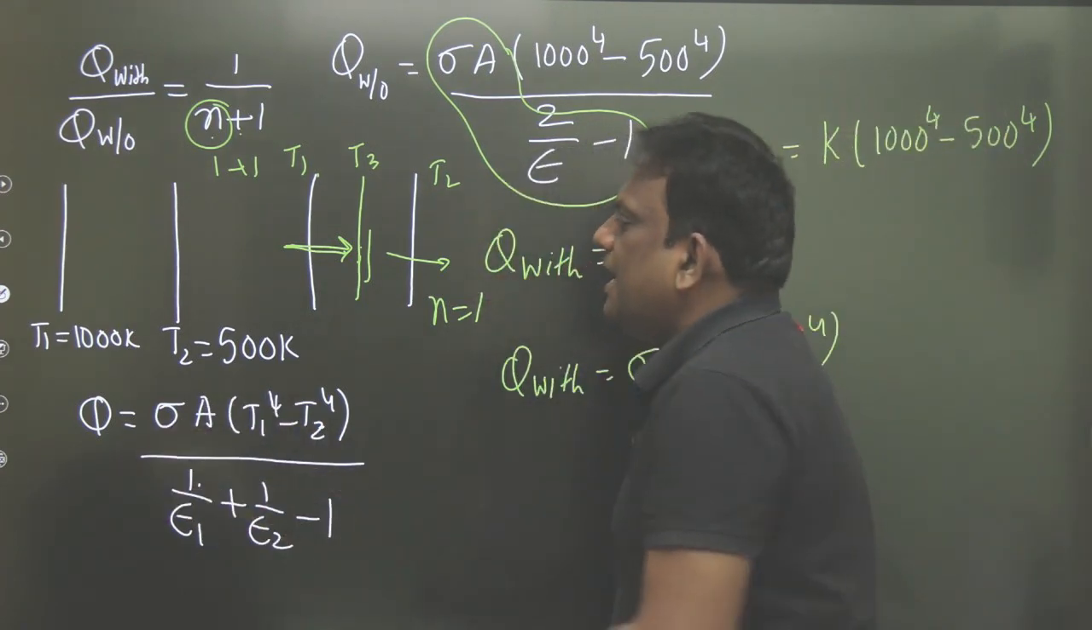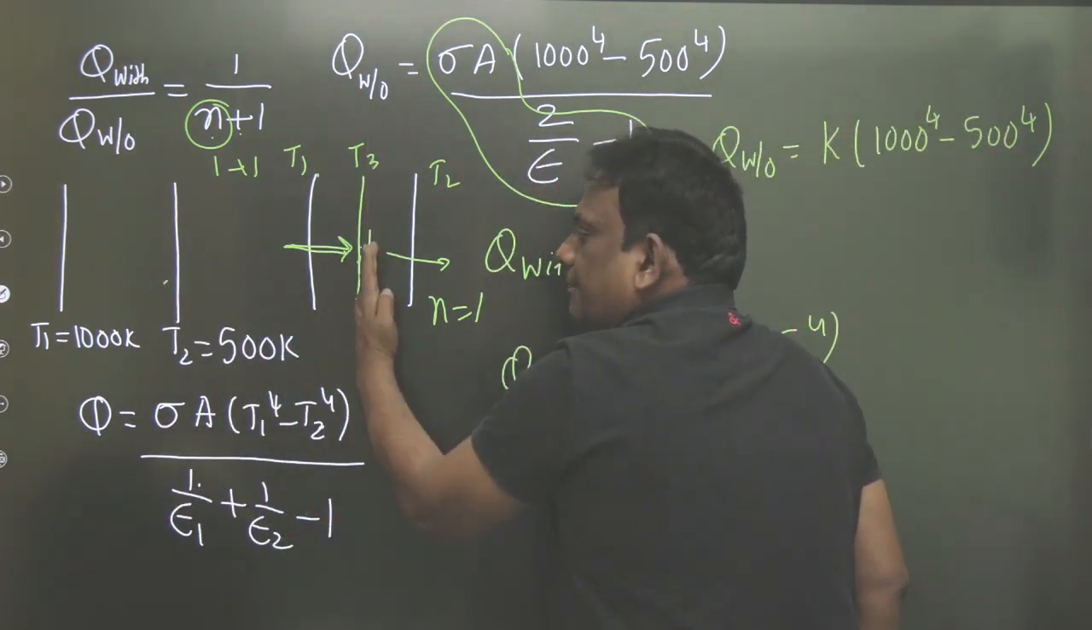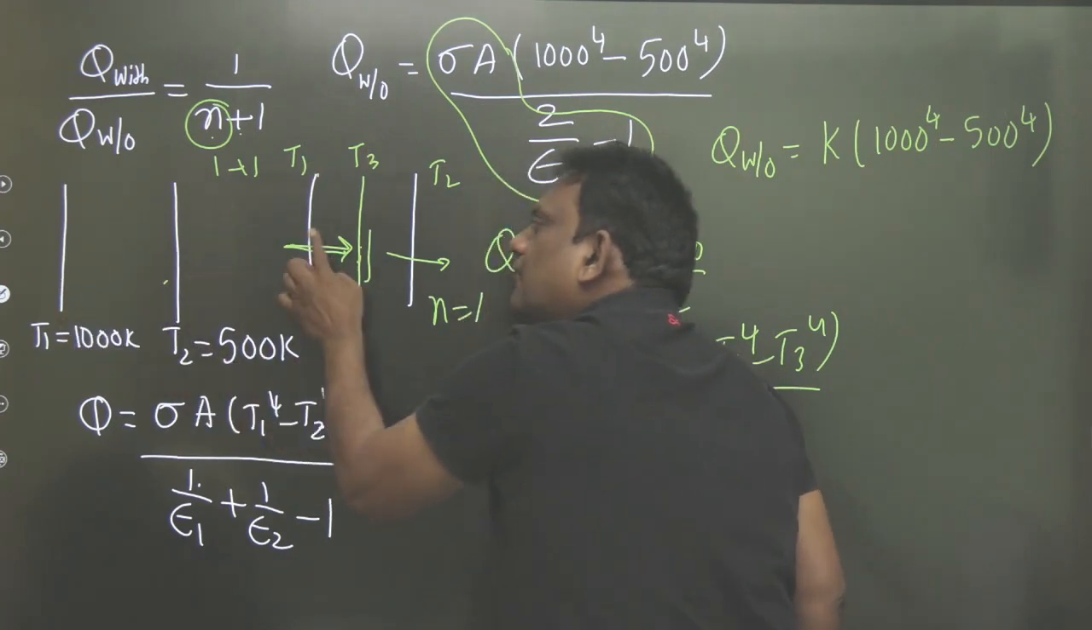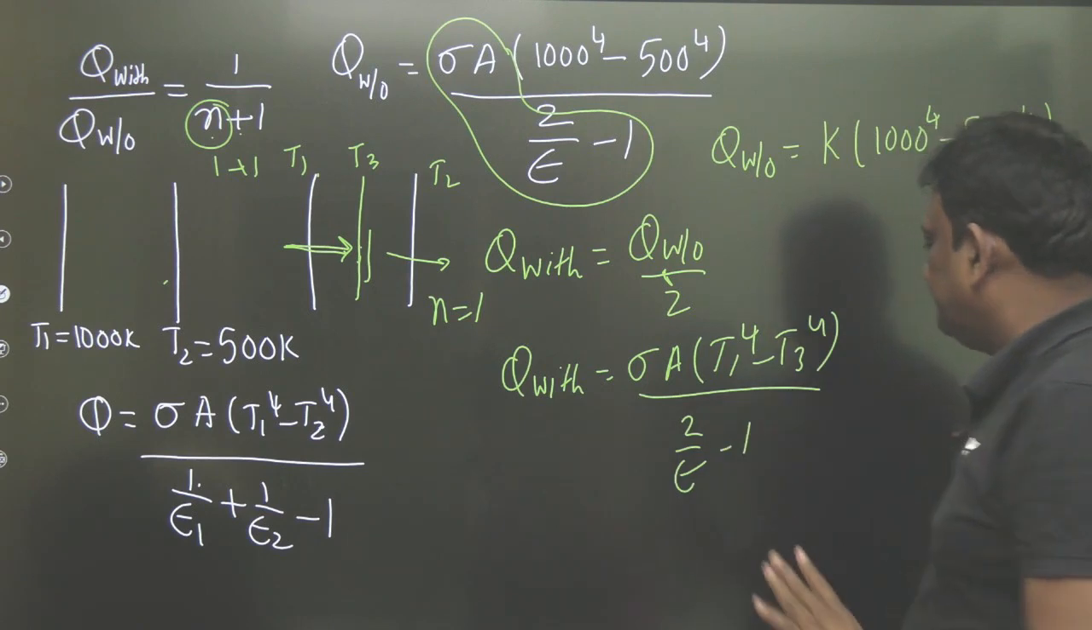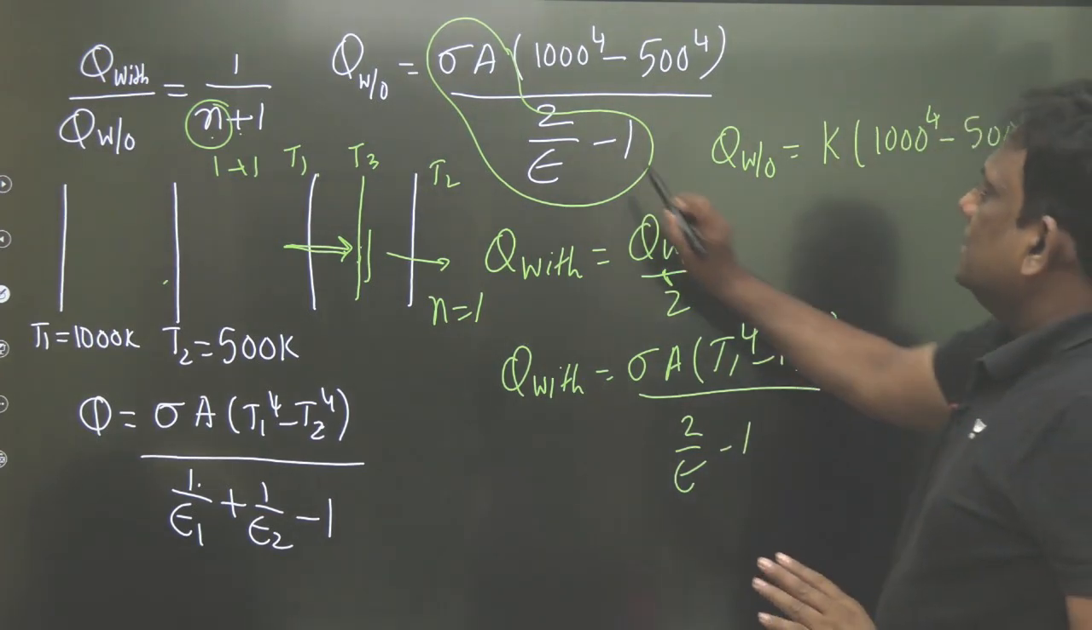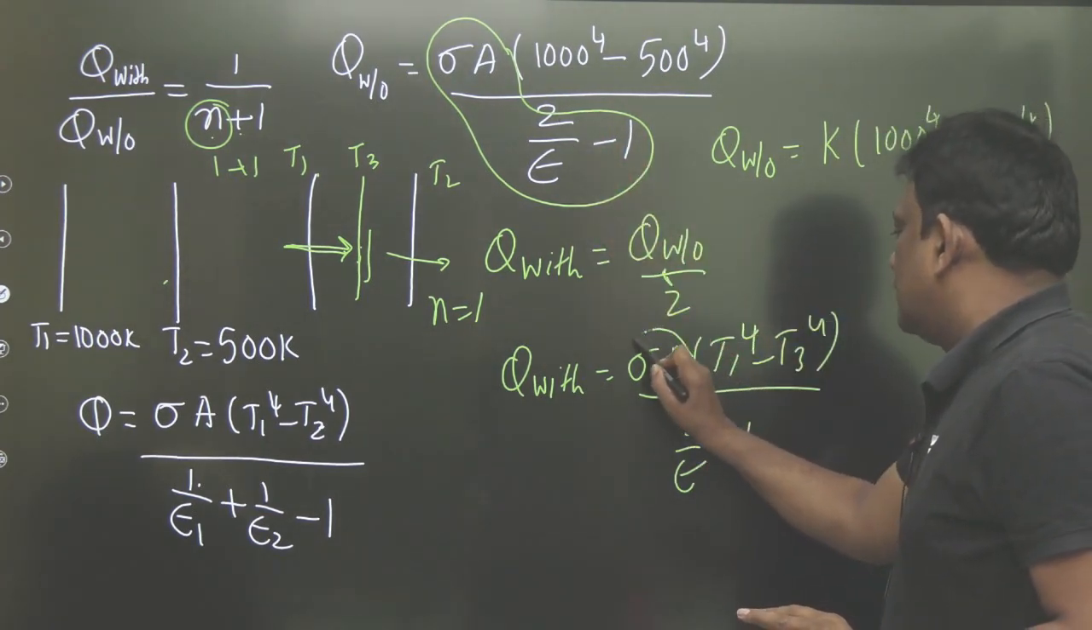Same equation. Instead of T2, now it will be T3. Instead of without shield, it will be with shield. So whatever heat is coming, the same is going. And you know very well, sigma A by (2 by epsilon minus 1), its value is fixed.